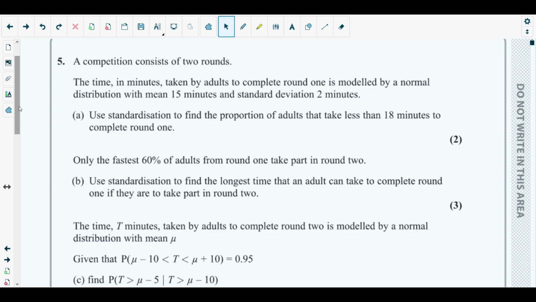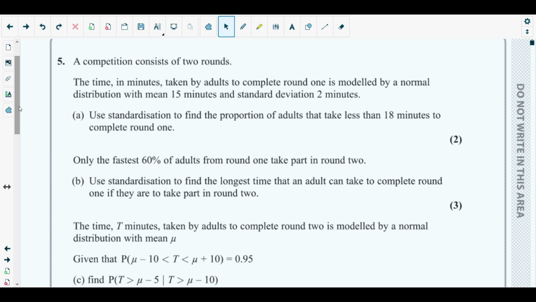In order to solve this question, you should know the concepts of chapter 7, the normal distribution. You should have a clear idea about how the normal distribution works, and most importantly, the bell curve. The interpretation of the bell curve is very important from the normal distribution chapter, and it will be useful here. So let's get started with question number 5.